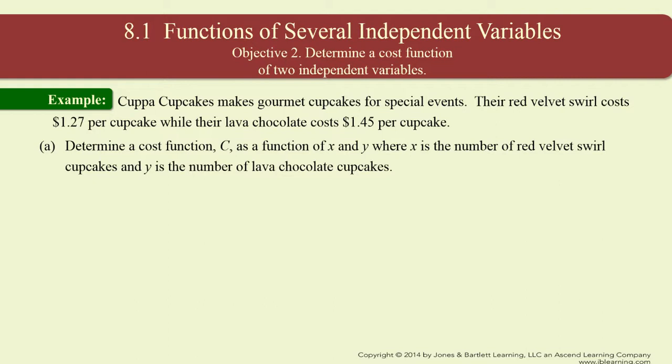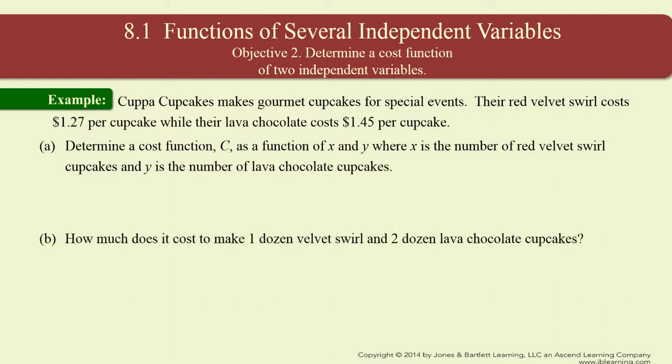We have two different types of cupcakes, so it seems natural to use two variables, one to represent each type of cupcake. After we do that, in part B we'll determine how much it costs to make 1 dozen red velvet swirl and 2 dozen lava chocolate cupcakes. So hopefully, write this example down, because you know the drill. I'm heading off to the chalkboard to work through the example.